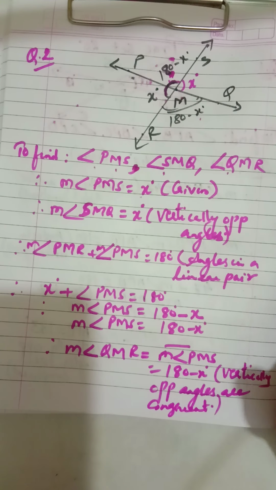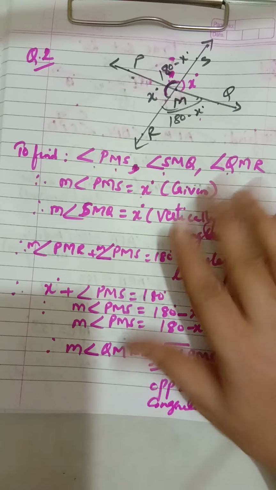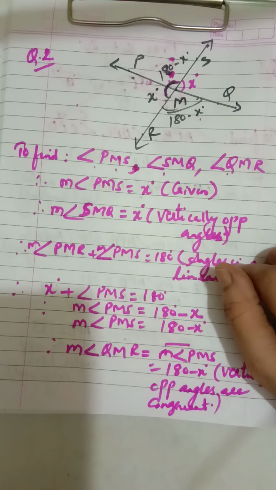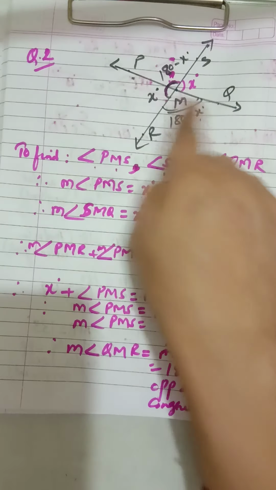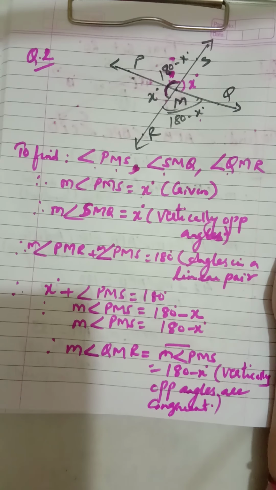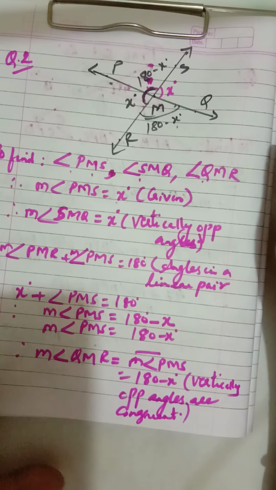Surely you will be solving the sums in the homework book, and these both sums, children, again practice in the rough book. First you copy everything in the classwork book, then do it again in the rough book, so that you can also draw your own figure of this type. You can give your own names, take your own values and solve, so that your concept becomes very clear.